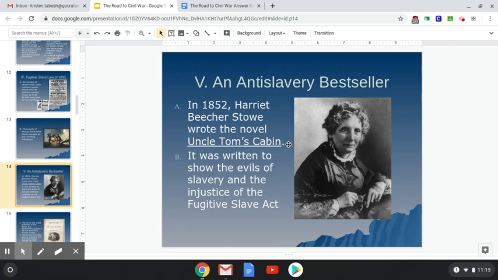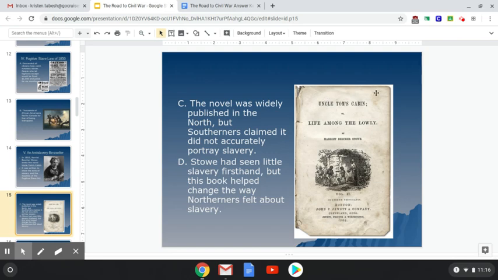This is something that you can still read today, obviously not as popular as some, because slavery is not something that is happening in the United States as of right now, but it is a pretty exceptional book. I read certain aspects of it, and it's an incredible story. I think we have a picture of it here in this next slide right here. Uncle Tom's Cabin: Life Among the Lowly. It was published in the North, but Southerners claimed it did not accurately portray slavery.